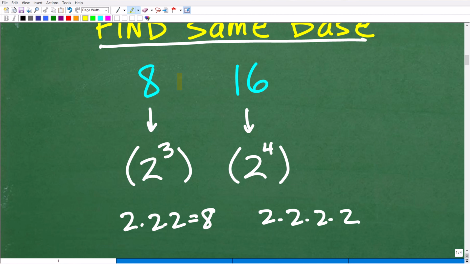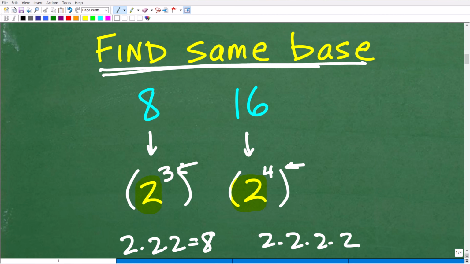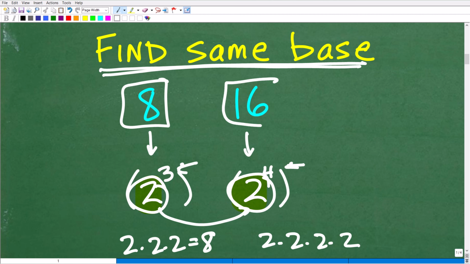Now we have these two numbers, 8 and 16, expressed in such a way where they have the same base. Now, of course, they have different exponents, but again, what we're focusing on first is to see if we can get the bases the same. So we're going to think of 8 as 2 cubed and 16 as 2 to the fourth. Again, the strategy, the first thing you need to do to solve a problem like this is to try to rewrite these numbers, which are in the base, using powers so that the bases are the same.